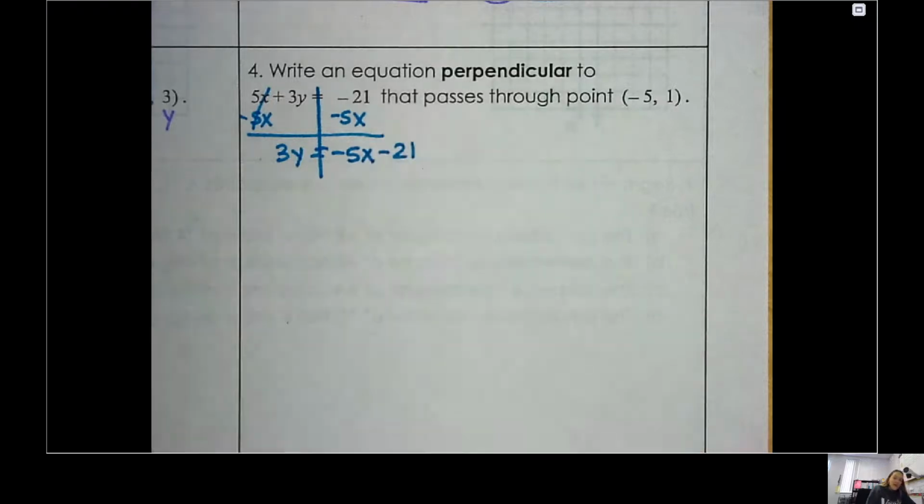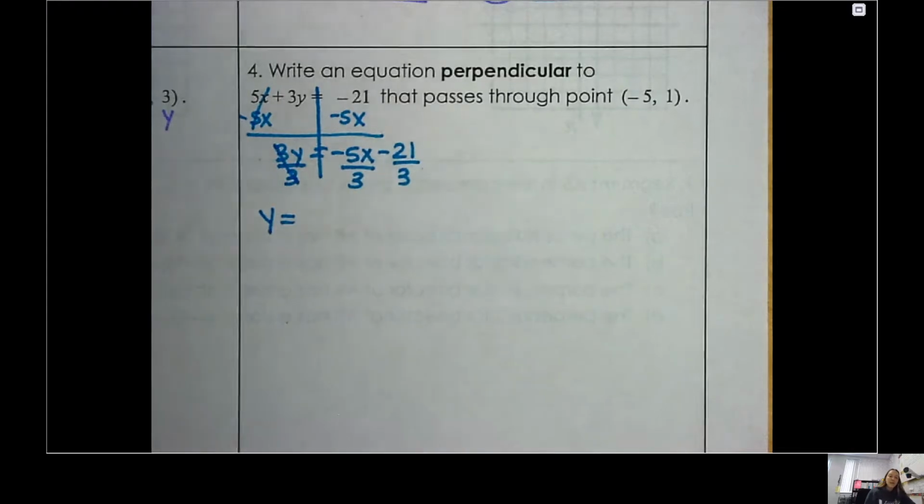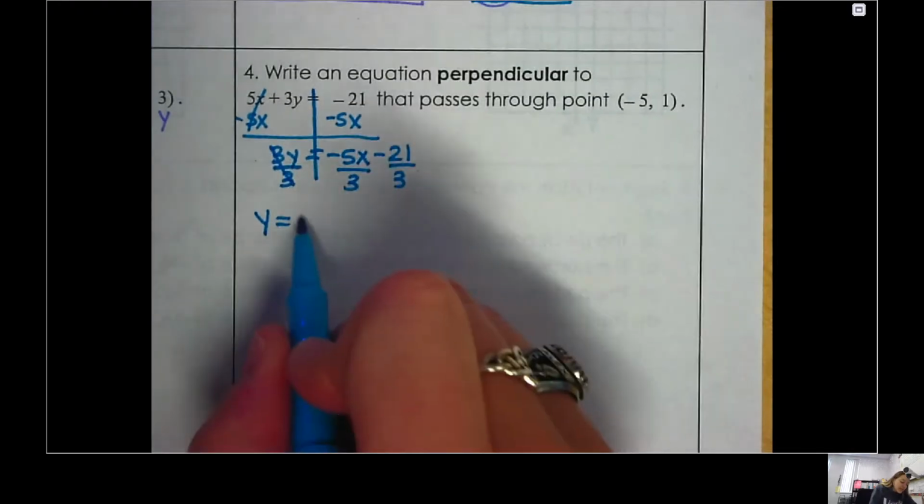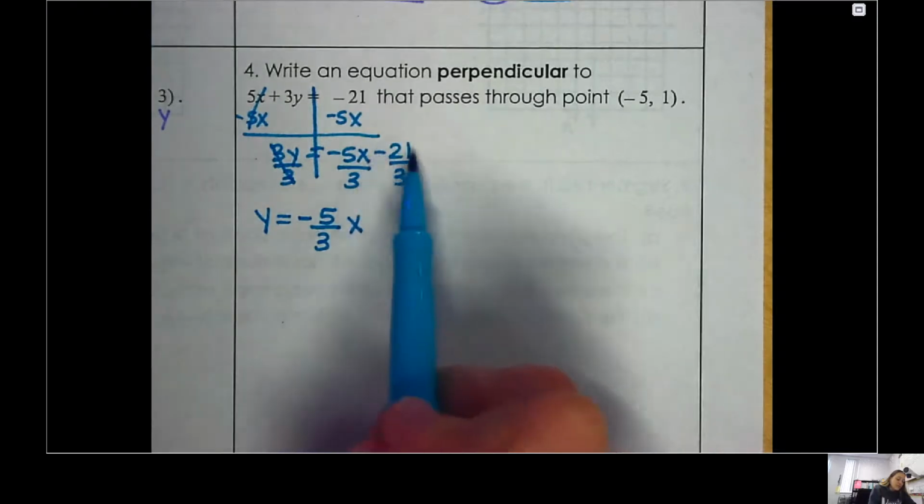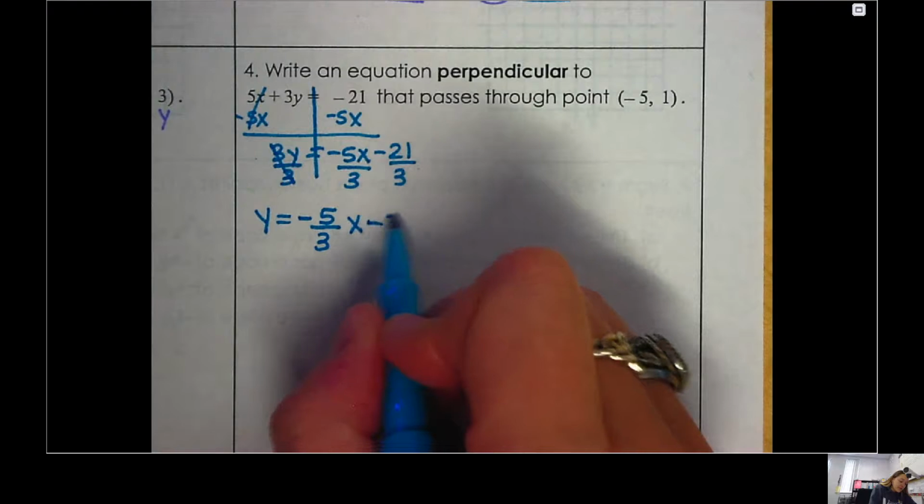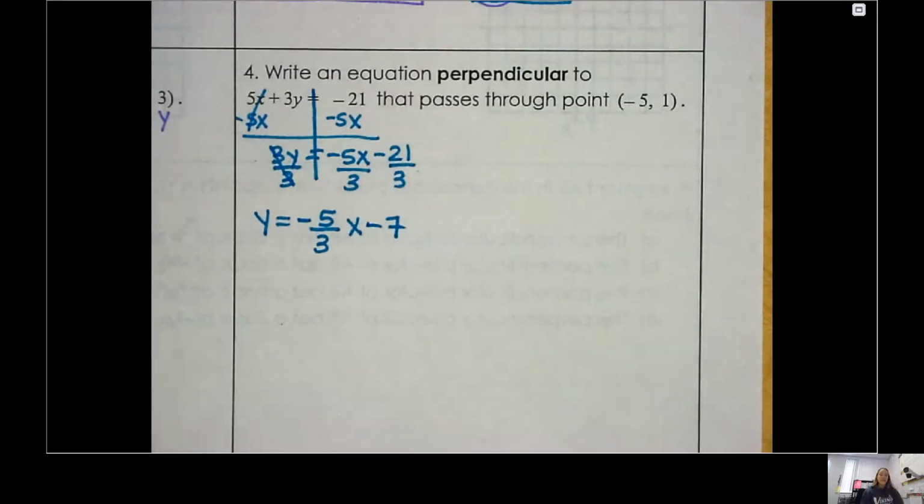I get 3y equals -5x minus 21. And then I divide everything by 3 to get that y by itself. So my equation is y equals, now I can't reduce this and it becomes a decimal, so just leave it as -5/3 x. And then -21 divided by 3 is -7. Okay, so that was step 1.